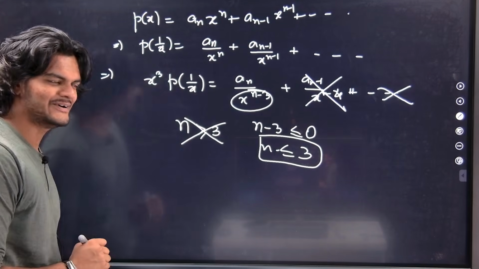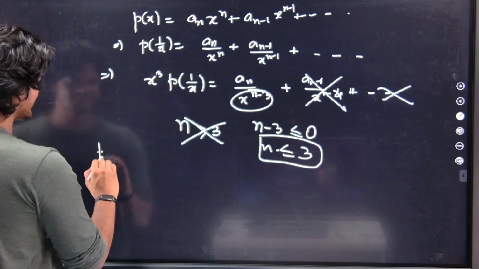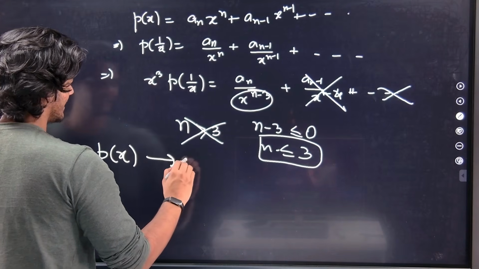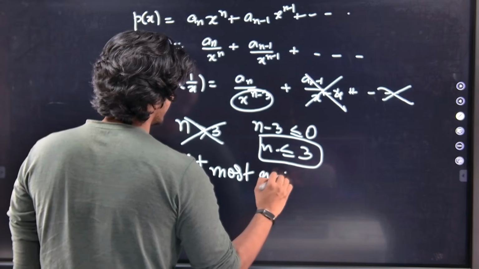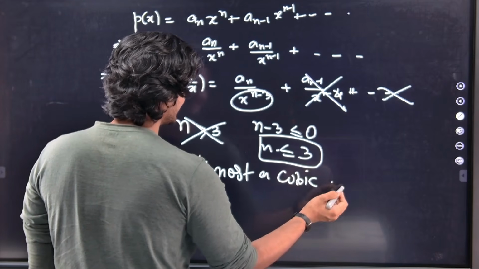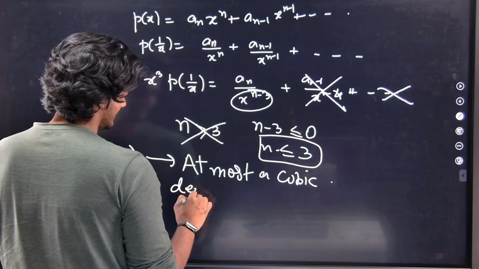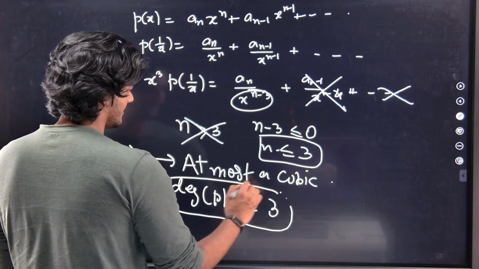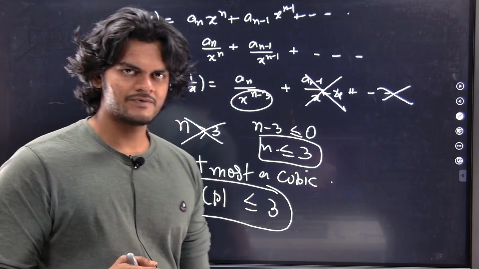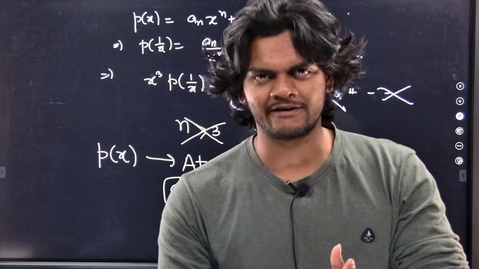Okay. So P of x is at most a cubic. At most in the sense the degree is at most 3. Degree of P is less than or equal to 3, right? This is the information which we have.